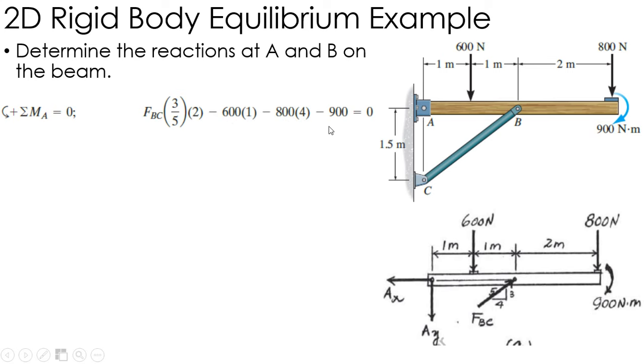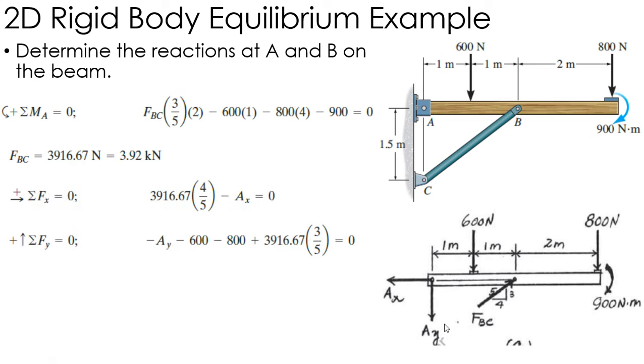Okay, so this is my moment equation, and summing the moments about A, again, the only unknown is FBC here. The AX and AY do not show up. So I can solve for FBC, and I find that it's 3.92 kilonewtons, or 3,916 or 17 newtons. So choosing that point to take the moment about being A, I can directly solve for FBC. Now I'm left with 2 unknowns, AX and AY, that I will put into the sum of the forces in the X and the sum of the forces in the Y direction.